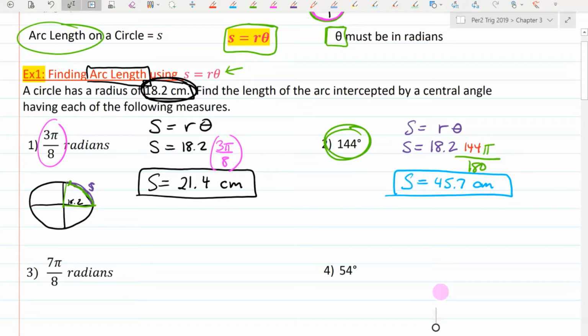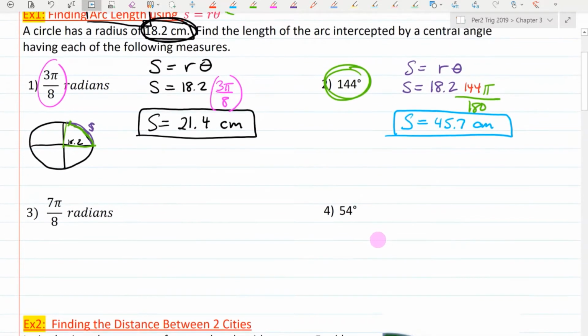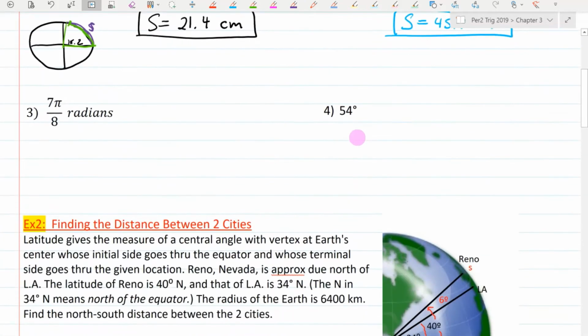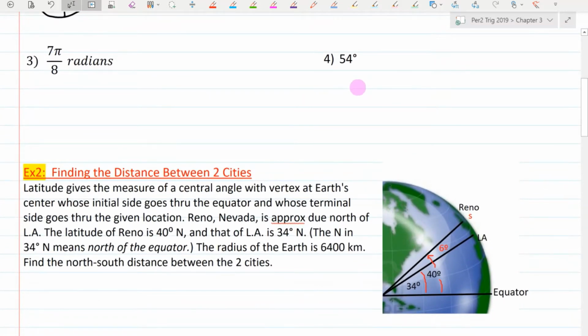Go ahead and try the next two on your own, please. Don't forget that if it's in degrees, you must change it into radians. Pause the video, and once you're finished, go ahead and play this.